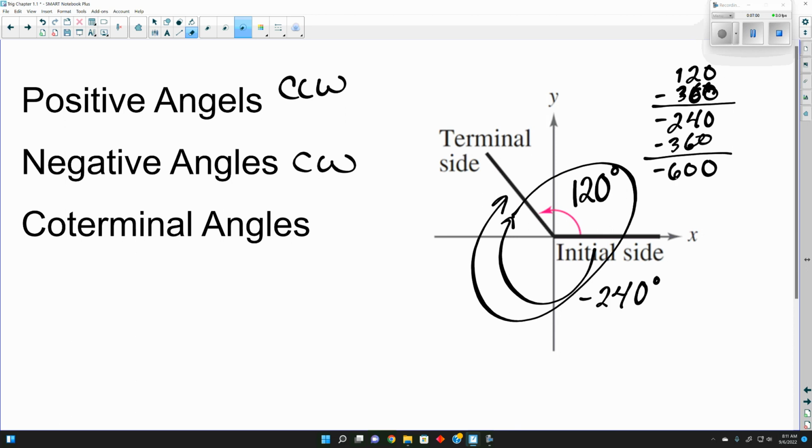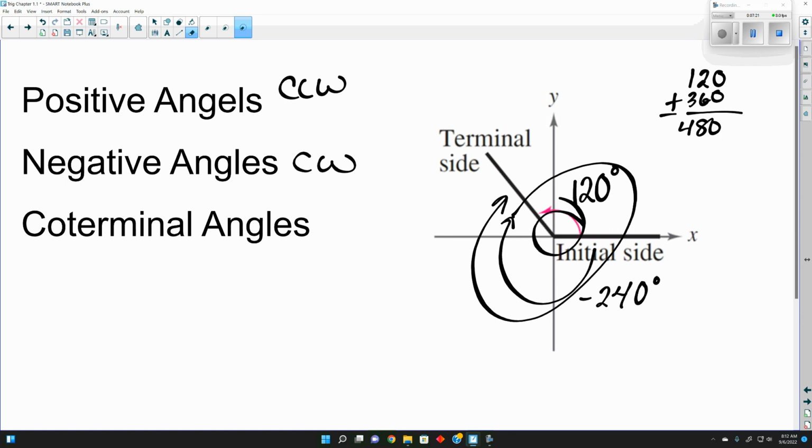So it would also be the same as negative 600. And I could do it again and again and again, and we would continue to get other coterminal angles. Well, we don't just have to subtract. We could add 360, which would give us 480, because this time we're going the other direction, because we can add to those angles. We can go in any direction. Questions on this here?